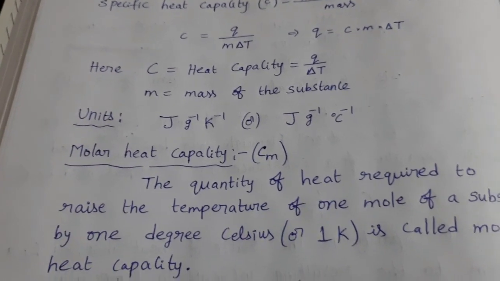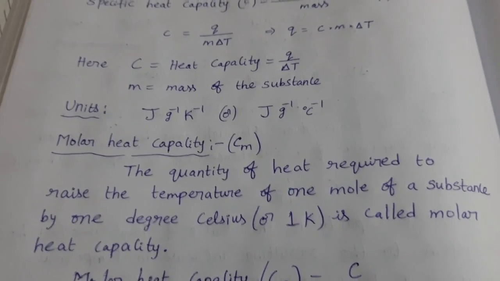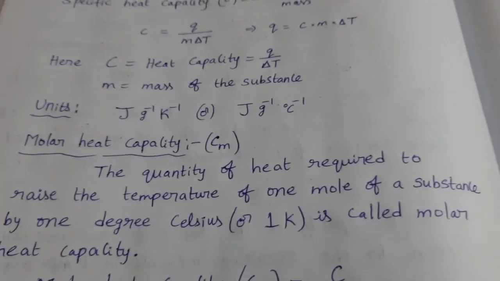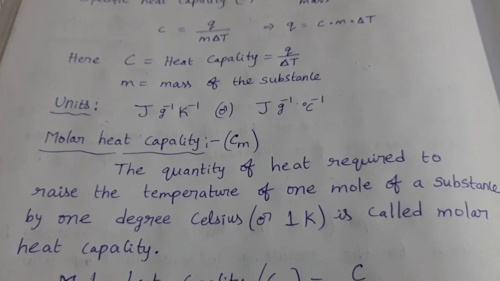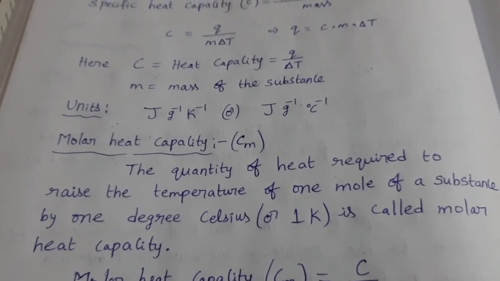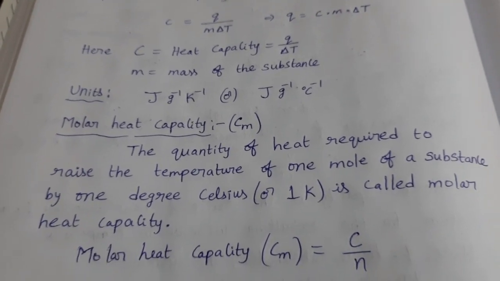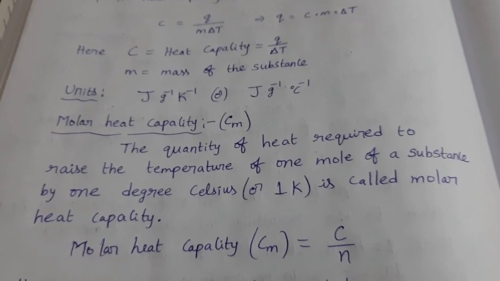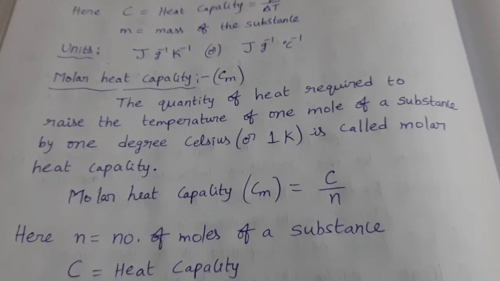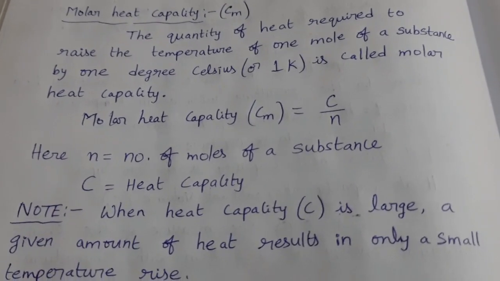Next, molar heat capacity. The quantity of heat required to raise the temperature of 1 mole of the substance by 1 degree Celsius is called molar heat capacity. It's very simple. Take 1 mole of the substance, to increase its temperature by 1 degree Celsius or 1 Kelvin, the required heat energy is called molar heat capacity, represented by Cm, C suffix m. Molar heat capacity Cm equals C divided by n. n equals number of moles of a substance. Capital C equals heat capacity. Remember this important thing.